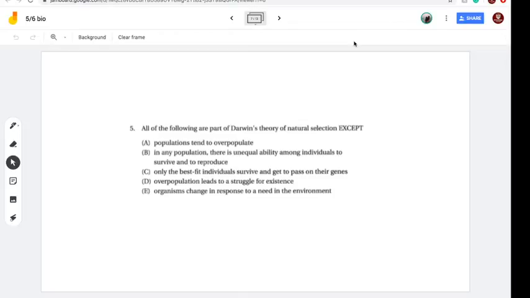So choice E describes a statement made by Lamarck, who stated that organisms change because they need to. All of the other statements are correct about the theory of natural selection. So in this case, we had to figure out what was the exception of Darwin's theory of natural selection. If we look at choice E, it says that this is a theory by Lamarck, not Darwin. Lamarck supported a change in which they change in response to a need in the environment. So the correct answer for number 5 will be choice E.